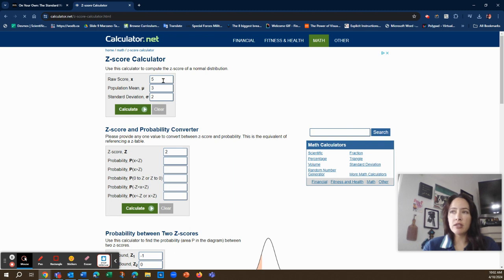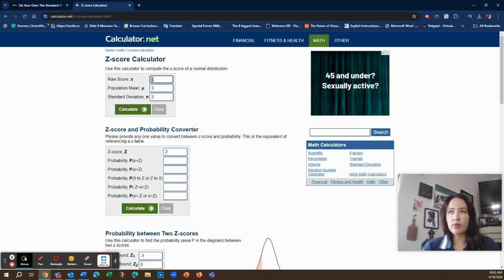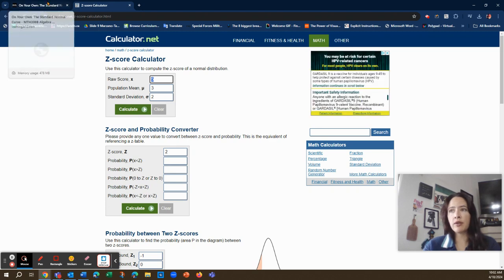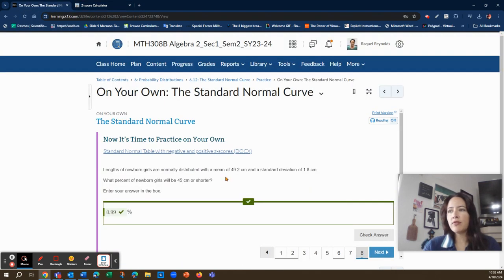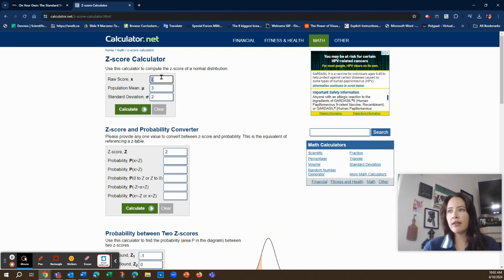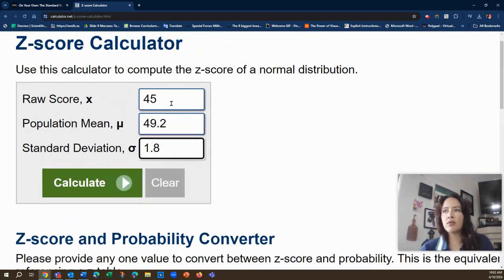Well, we're going to use the information that we were given, and we're going to use it up here because they give you the raw score. So we're going to do 45, 49.2, and 1.8. 45 is the raw score. The population mean is 49.2, and the standard deviation is 1.8. So that's where that data goes into our calculator.